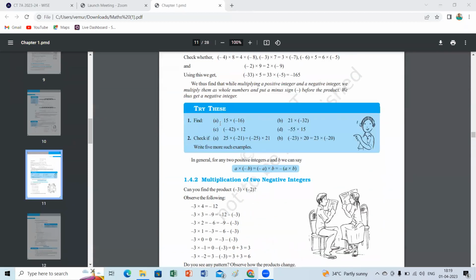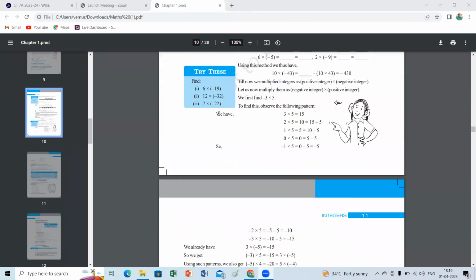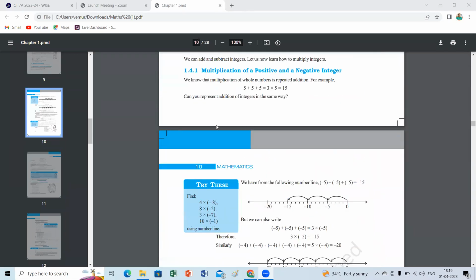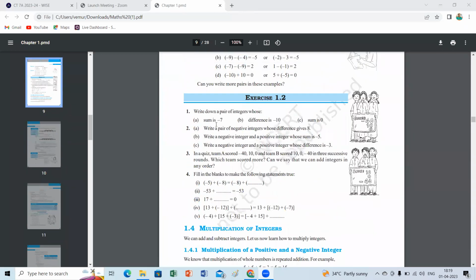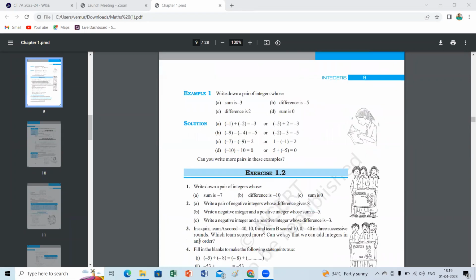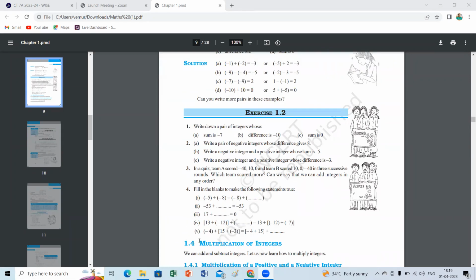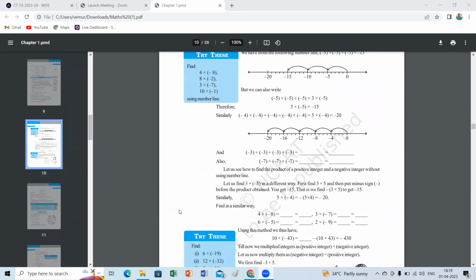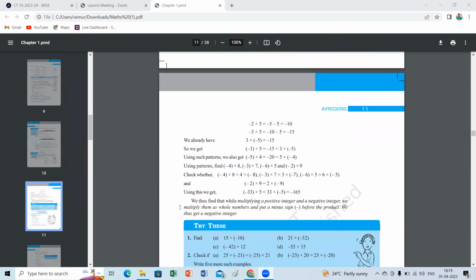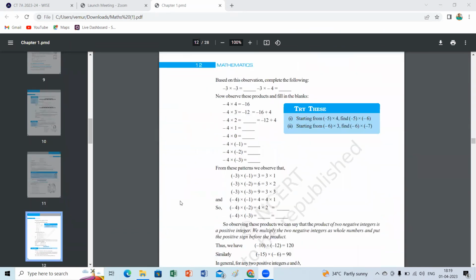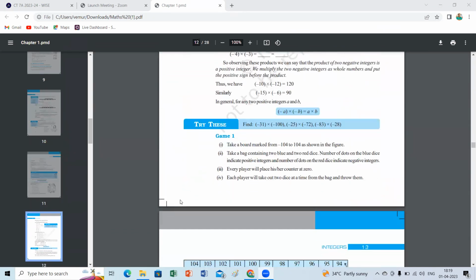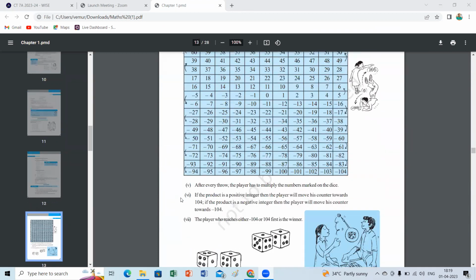Before going to multiplication, we need to see one small pattern here. Okay, leave it so that we can go to the general pattern.